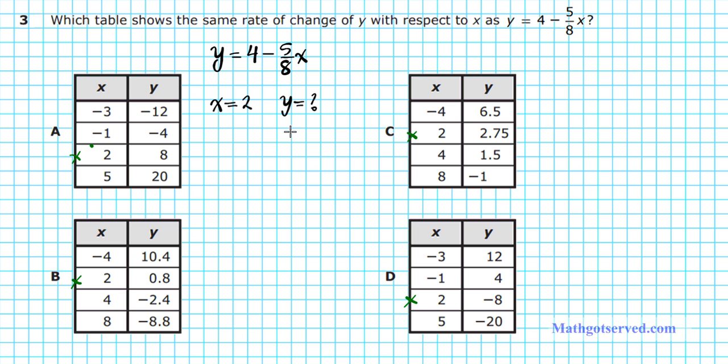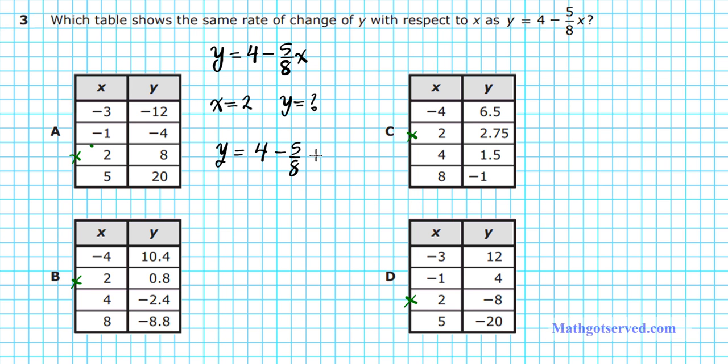Whichever answer matches what we get will be the correct answer, hopefully, assuming that we did our calculations correctly. All right, so let's go ahead and carry out our computations: y equals 4 minus 5 over 8.